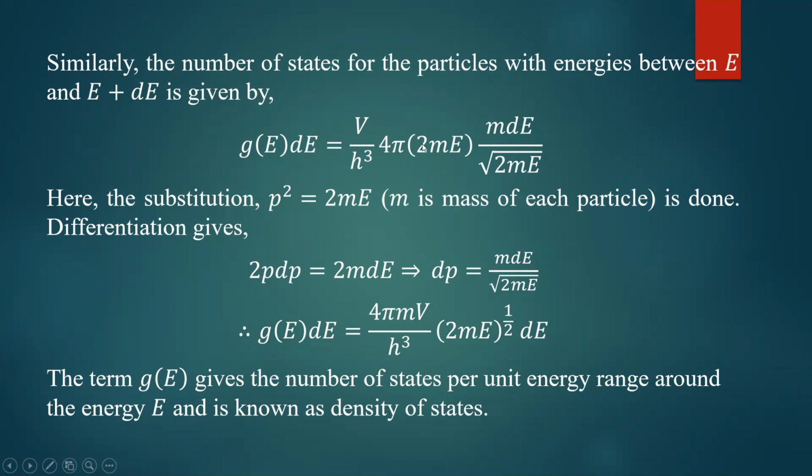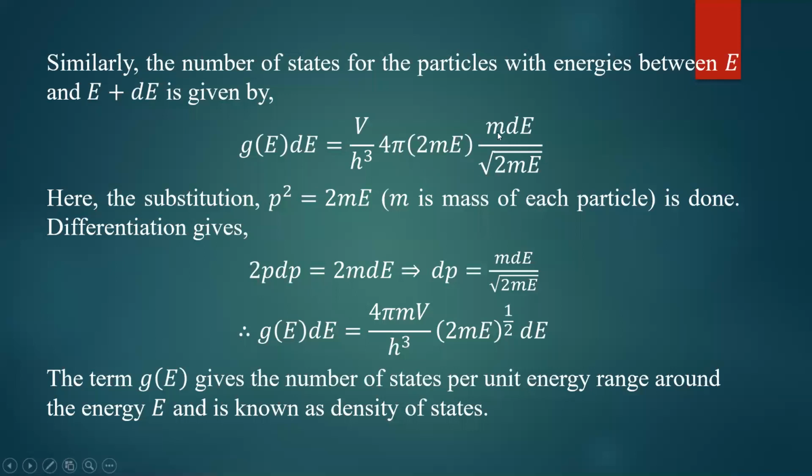Substitute for p and dp here. So for p, we have to substitute p squared. It is 4 pi p squared dp. p squared is replaced by 2mE, and dp is equal to m dE divided by square root of 2mE. If you substitute that and simplify it further, you will get g of E dE equal to 4 pi mV divided by h cube into (2mE) to the power half into dE.